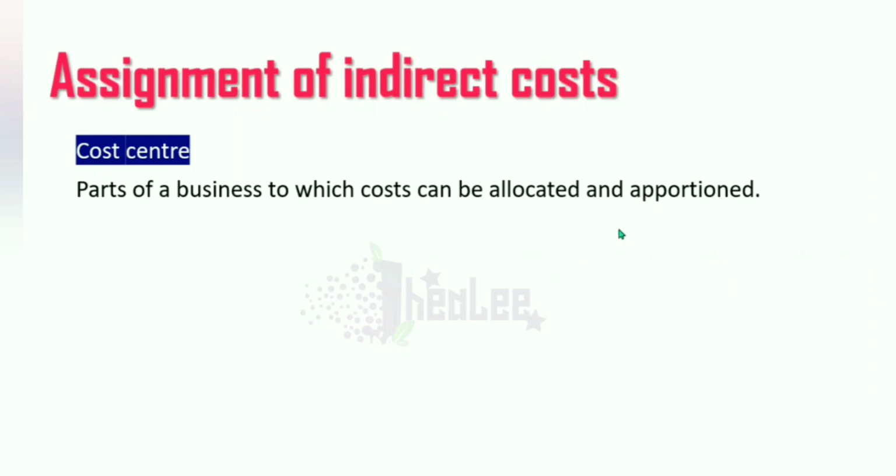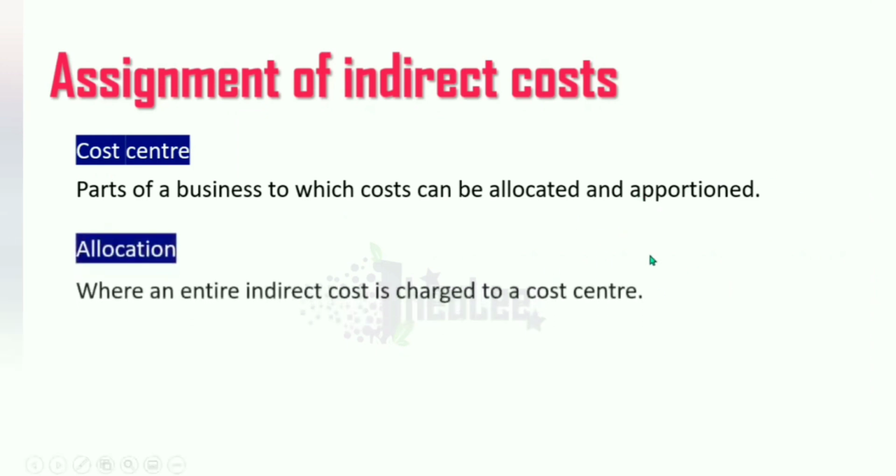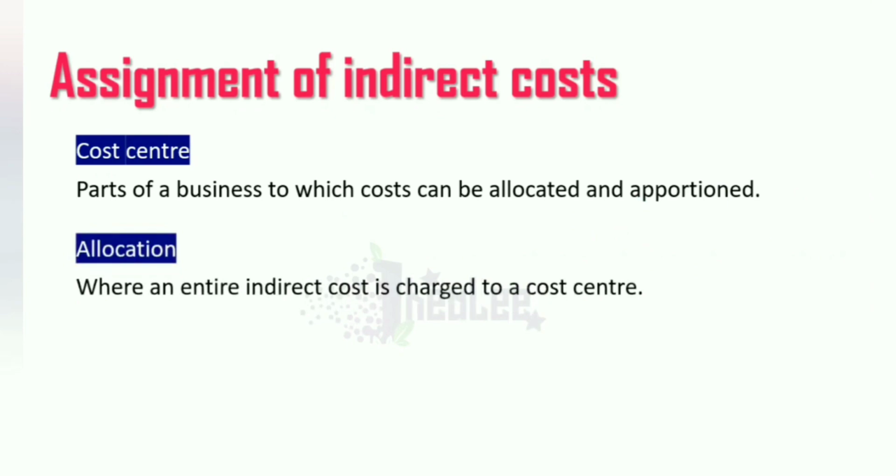Let's look at the term allocation. Allocation is where an entire indirect cost is charged to a cost center. When we talk about indirect cost, remember, we're talking about overheads. So this is basically saying where the entire overhead is charged to a particular cost center. If that is the case, it is allocation.